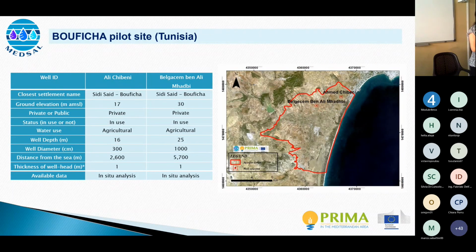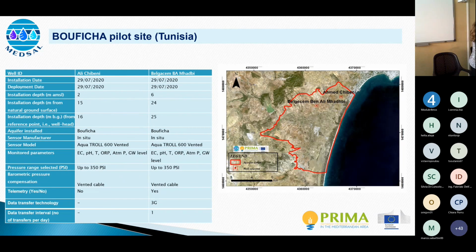So, two wells were chosen to install the two sensors. The first well is named Ahmed Shibani, with a depth of 17 meters, and the other well is named Bekes Benadi, with a depth of 30 meters. These two wells are private and used essentially to satisfy agricultural needs.